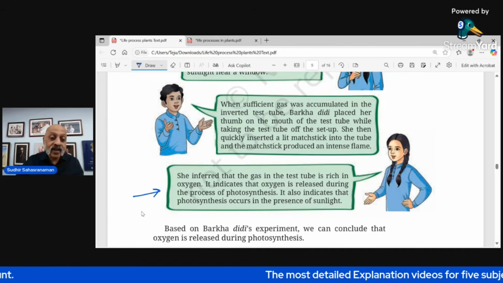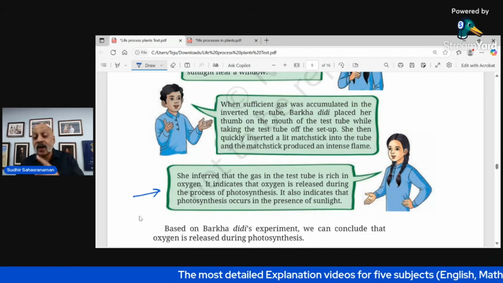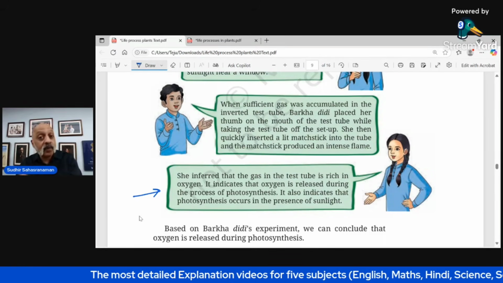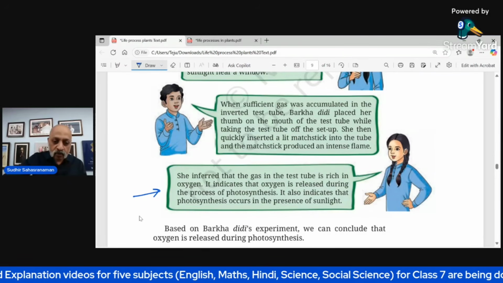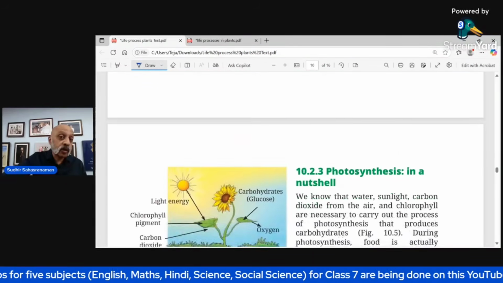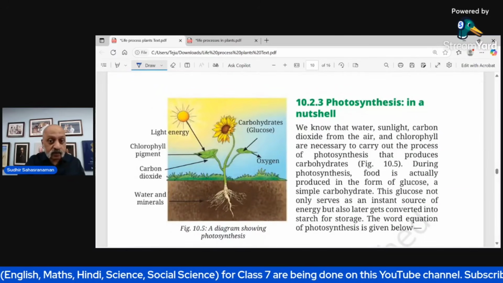It also indicates that photosynthesis occurs in the presence of sunlight, because in the plant kept in the dark, no such air bubbles would be formed. So oxygen is released during photosynthesis. That's another thing we have now learned.